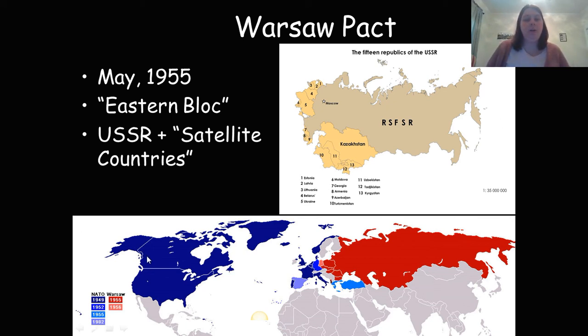If you look at the map down here, all of the countries in blue are NATO. The dark blue is original NATO, and then the lighter blue are countries that have joined. You can see the dates down here. And then all of the red, that's the Warsaw Pact.